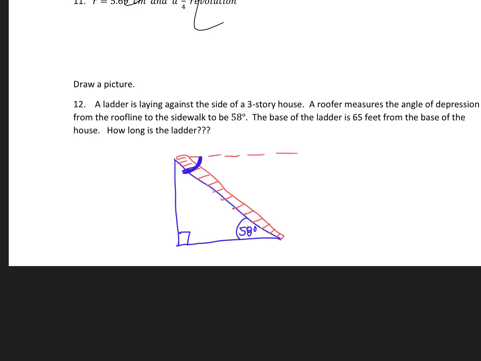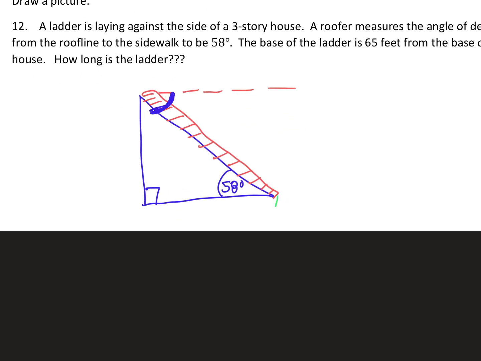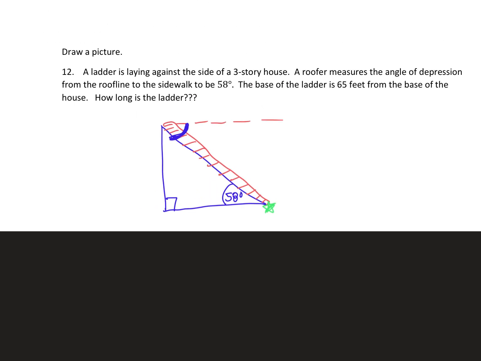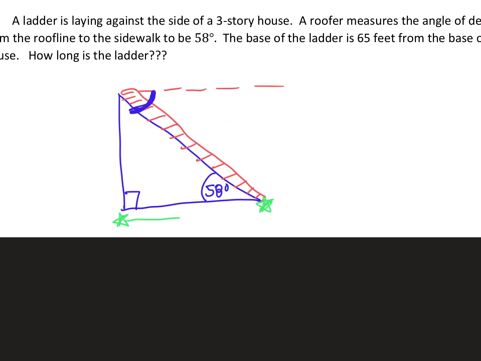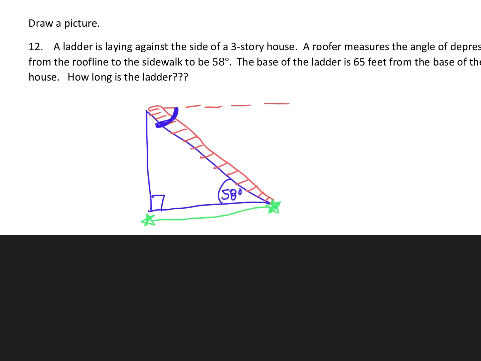The base of the ladder. Where is the base of a ladder? Down here. And where's the base of the house? Over here. Draw a line from star to star. How long is that? 65. How do you know? It says 65 feet. So you know 65 feet goes here. So now let's read the rest of the question. How long is the ladder? Am I looking for how tall the house is or how long the ladder is? This is the piece I'm looking for.